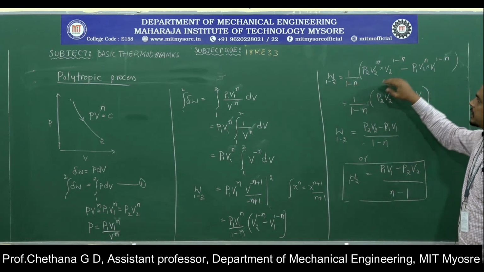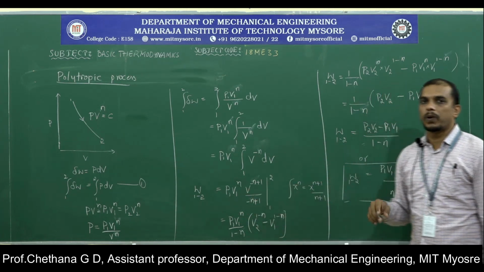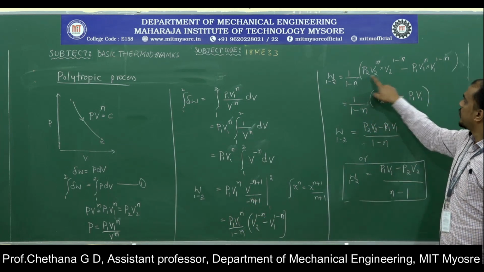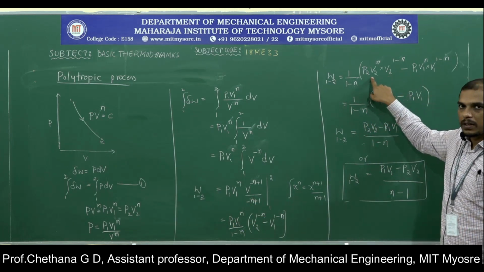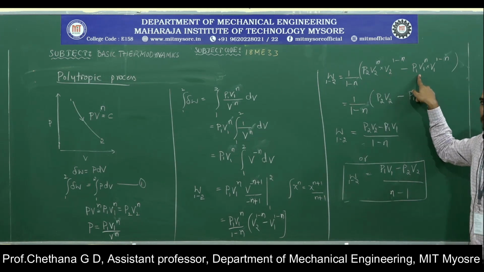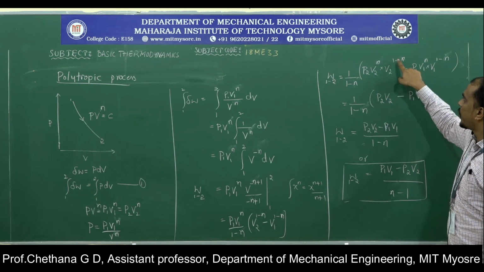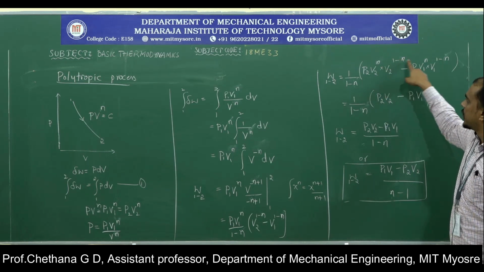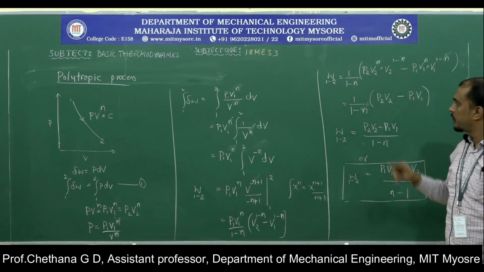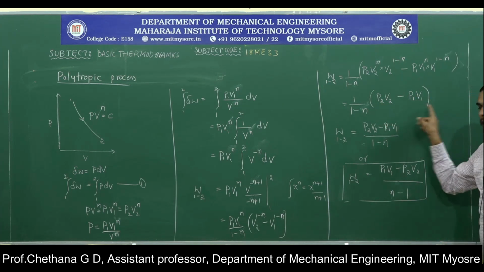Then simplify this. While multiplying to the first term, keep this as P2 V2 power n, because P1 V1 power n is equal to P2 V2 power n. So while multiplying to the first term, keep it as P2 V2 power n. While multiplying to the second term, keep it as P1 V1 power n. Solve it. V2 and V2 power 1 minus n. If you simplify this, the powers will be added, so n gets cancelled out. What you will remain with is V2 power 1. Then P2 V2 minus P1 V1.